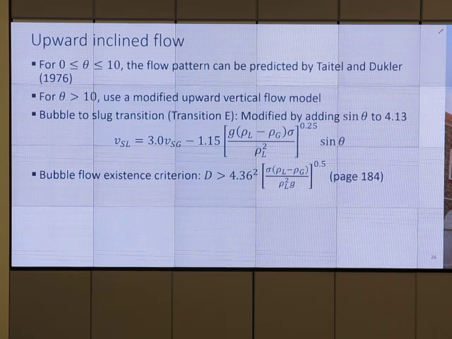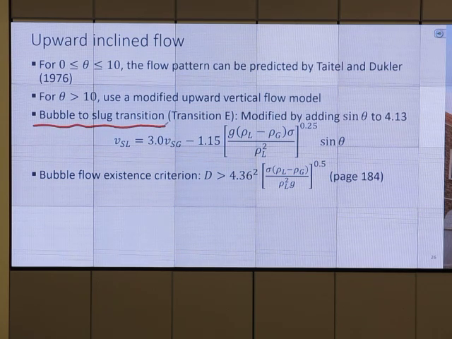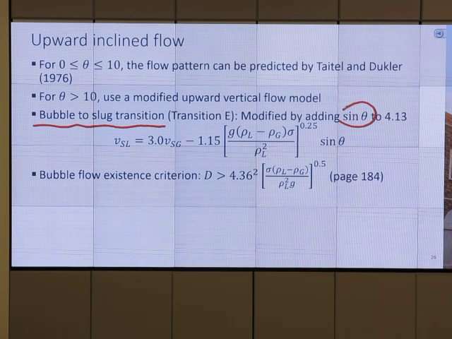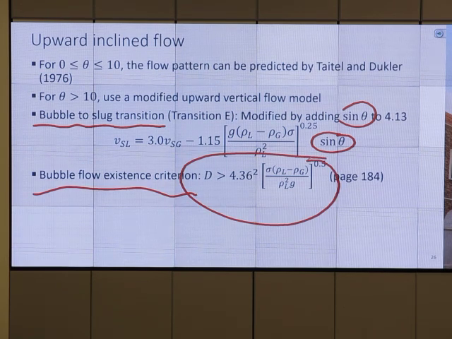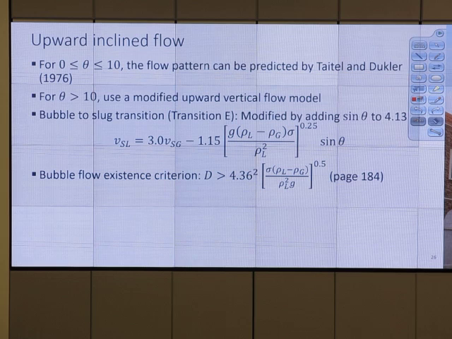And part of that, we need to know bubble to slab transition E. Transition E is modified by adding sine theta. Add the sine theta into it, so we have this part. And the existence criterion stays the same, doesn't have sine theta. Just that, and it works. So this can be used for 70 degree, 80 degree, or whenever you have bubble flow. Okay, easy enough, right? Just add sine theta.